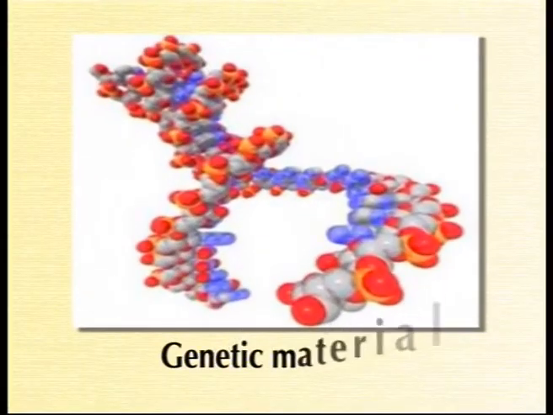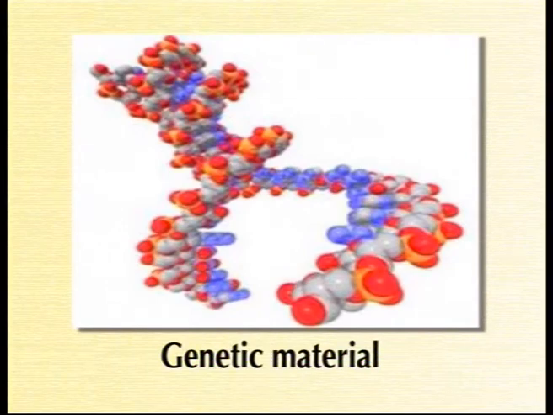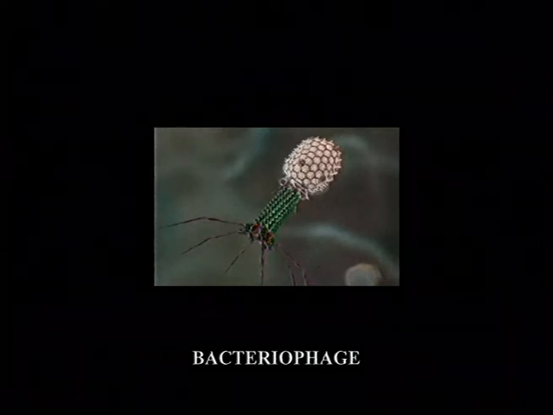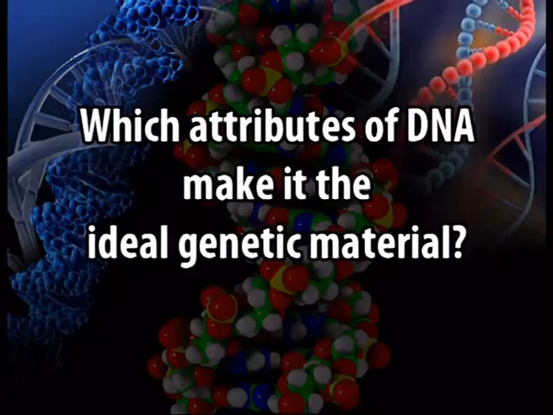As you know, while most of the organisms universally use DNA as the genetic material, there are certain exceptions. Certain bacteriophages, plant and animal viruses utilize RNA as the genetic material. An interesting question now is, which attributes of DNA make it the ideal genetic material?